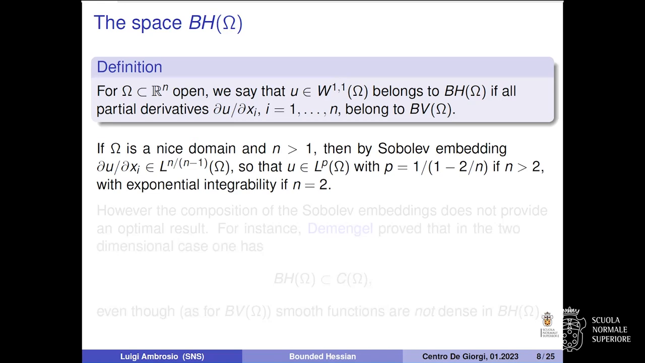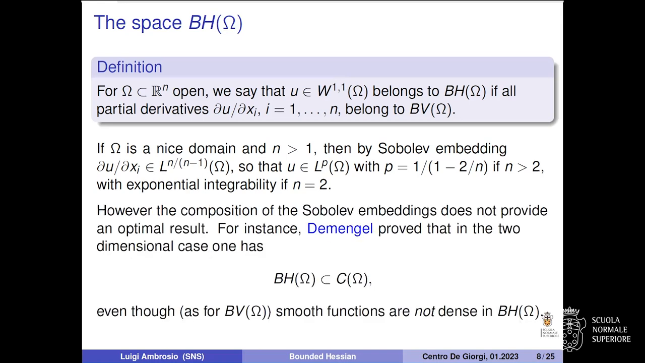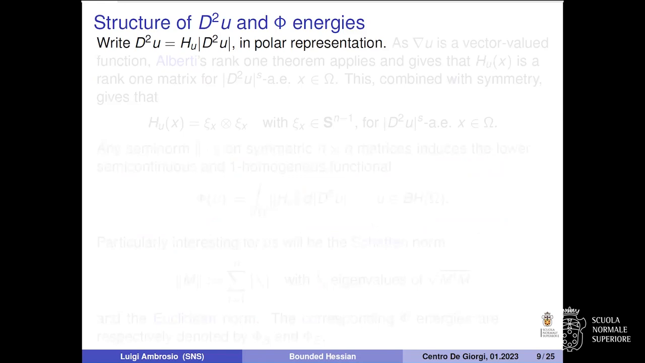We have already some classical results. For instance, by Sobolev embedding, you can improve the integrability of the derivative. And the two-dimensional case is the critical case where you have an embedding of BH inside the class of continuous functions. Even though the proof of this inclusion is not obvious, unlike the case of Sobolev embedding, you can't prove it by approximation because of a lack of density of smooth functions inside BV. You have to do a very specific, let's say, geometric GMT argument.